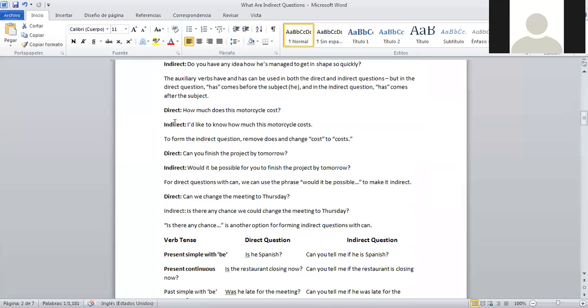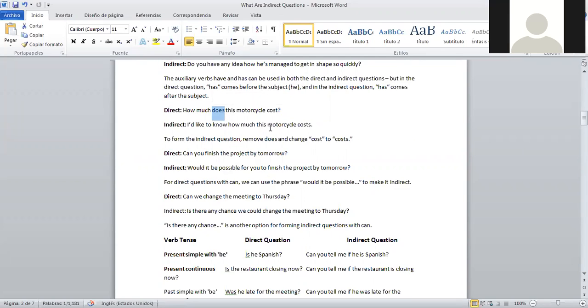Here we have many examples. How much does this motorcycle cost? I'd like to know how much this motorcycle costs. You see, I eliminate the does. I add an S to the main verb.